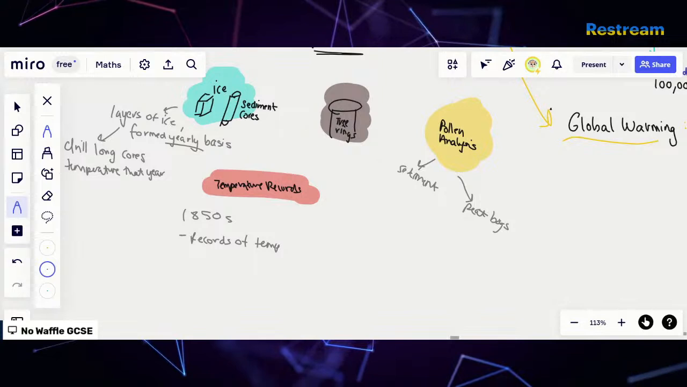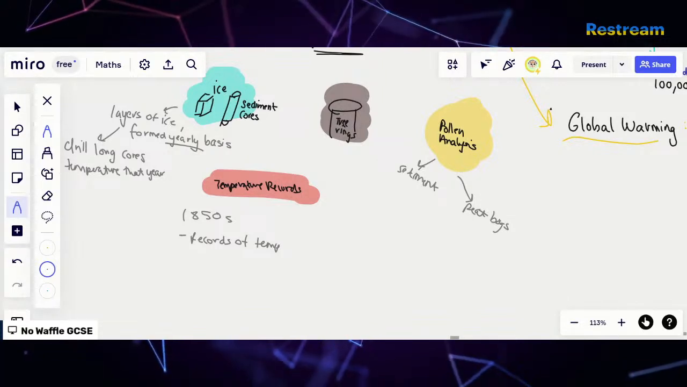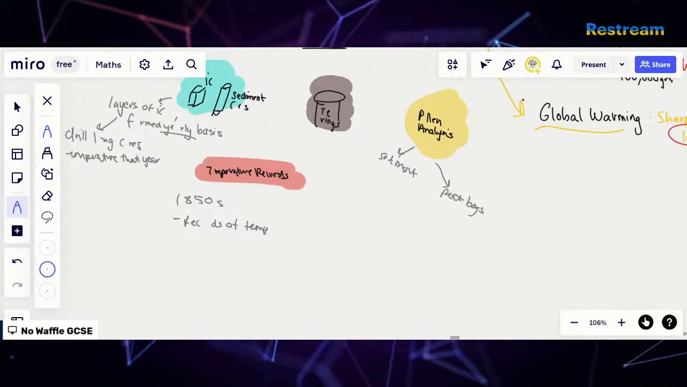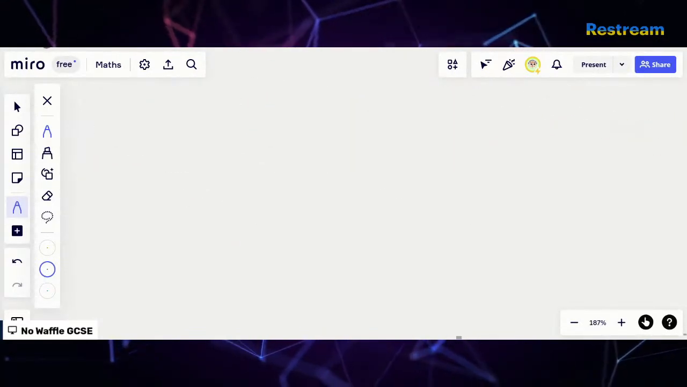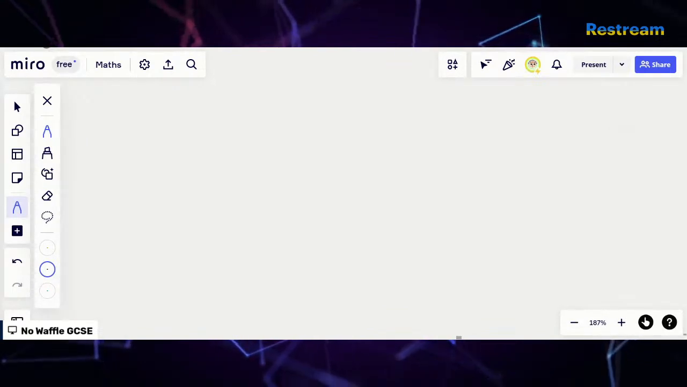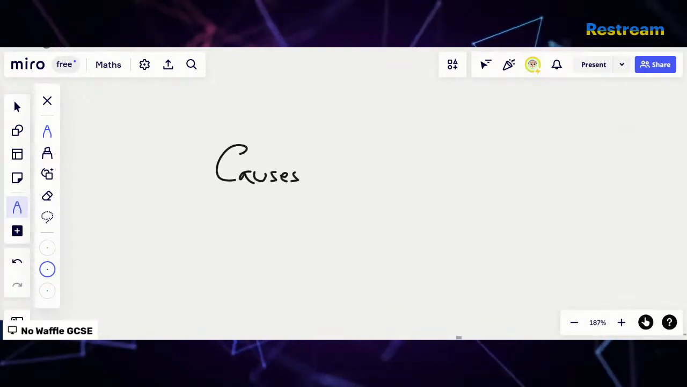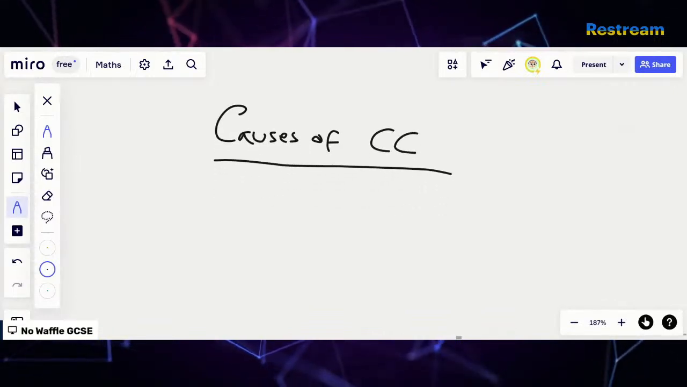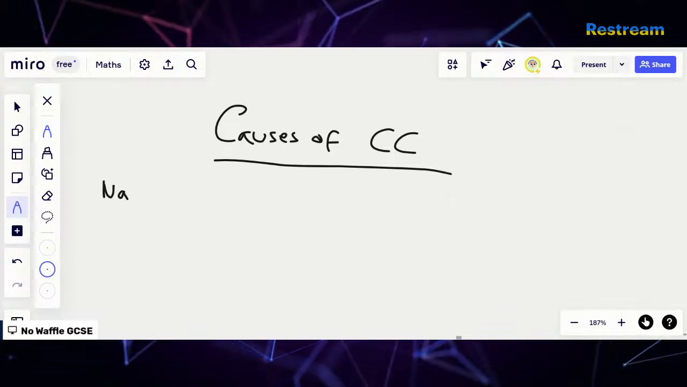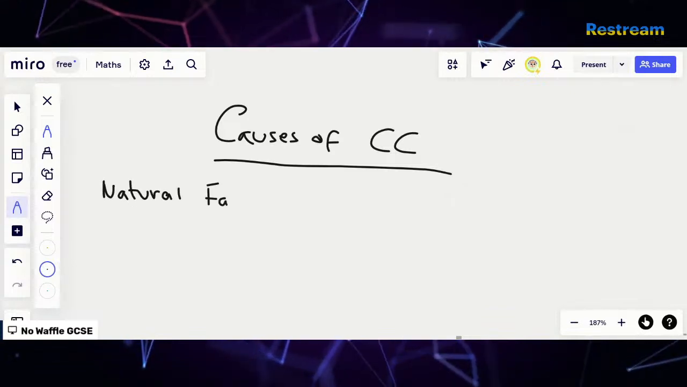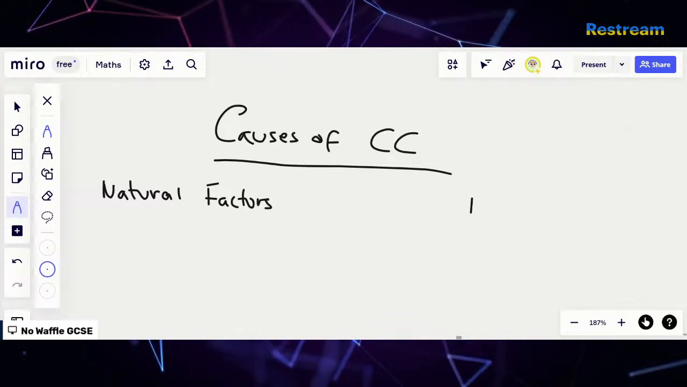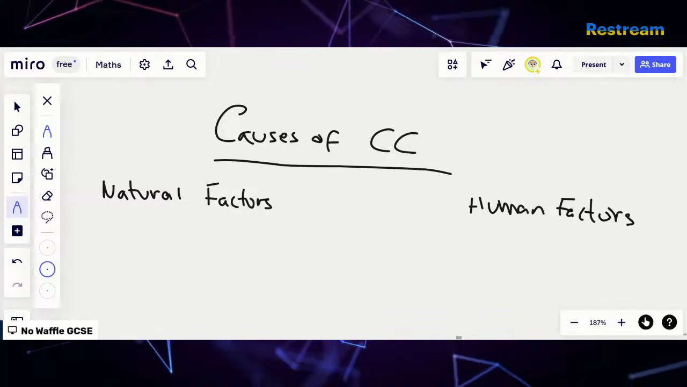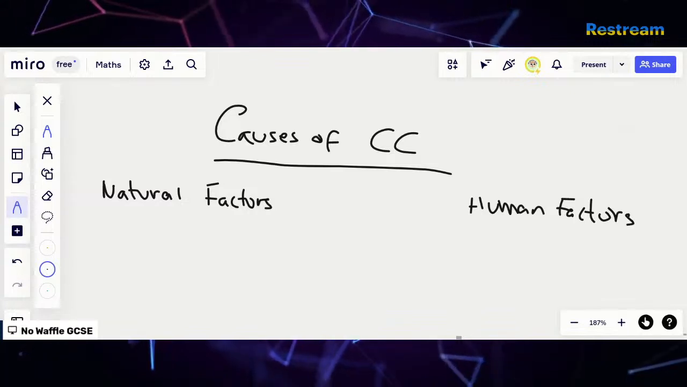Now, we also need to know some causes of climate change in both natural factors and human activity. So let's look at it. Causes of climate change. So there are natural factors which cause climate change, and then there's also human factors which we have caused and are genuinely quite negative in comparison to the natural factors.